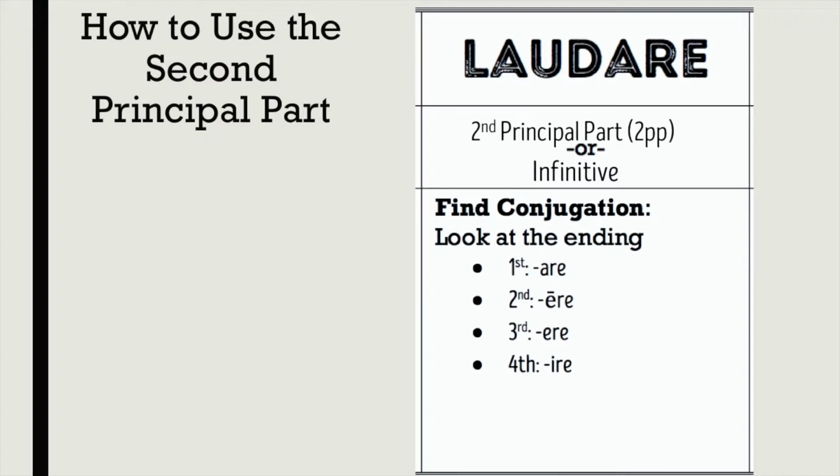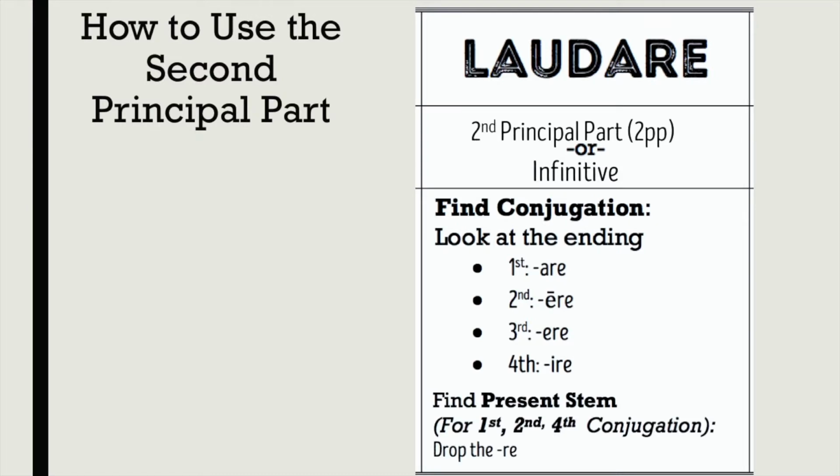Now, they all end with RE, so really we're just looking at that first letter. And if it's first, it's going to have an ARE. If it's second, it's going to have an ERE with a long mark over it. If it's third, it's going to have a short E, or an E with no long mark, and if it's fourth, it's going to have an IRE.